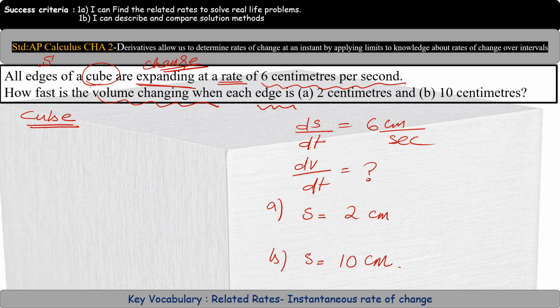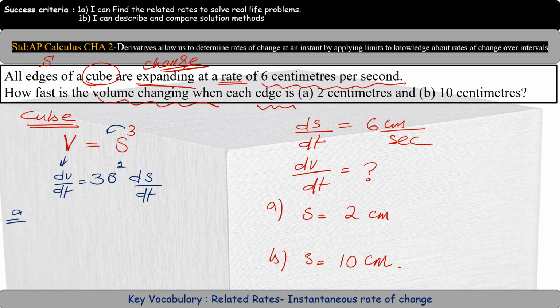Now the question comes to the cube volume. What is the formula of the volume? For a cube, it is s cube. Take the derivative with respect to time. So V changes into dV by dt. And here you will bring the 3 in the front, write down s from the power, subtract 1. And in the end, do not forget to write ds by dt.